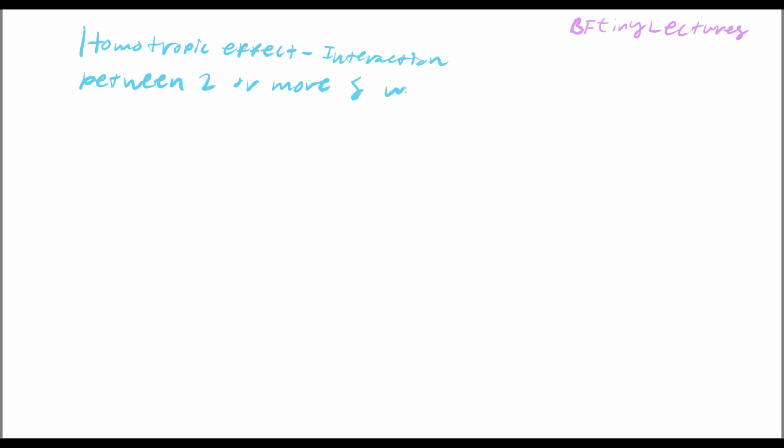So a homotropic effect is what happens to an allosteric enzyme whenever two or more substances bind to the enzyme. Okay, so kind of like interactions between two or more substrates, which we'll call S, two or more S, with the same enzyme.